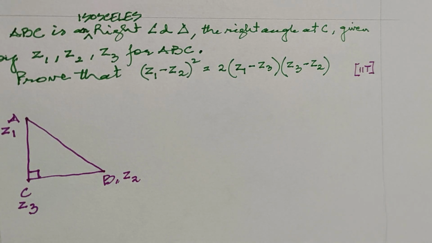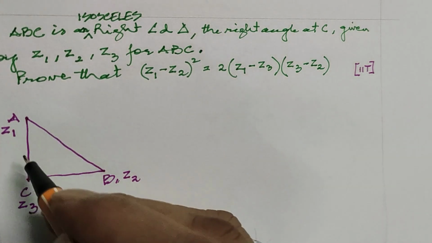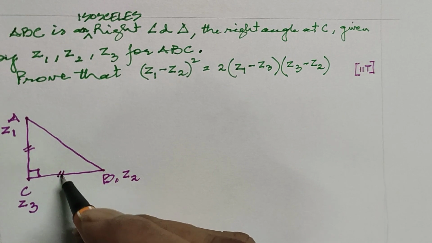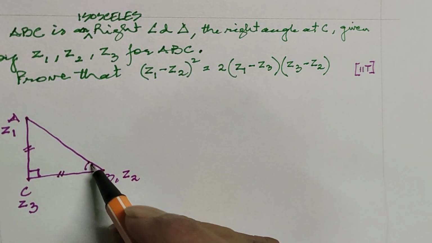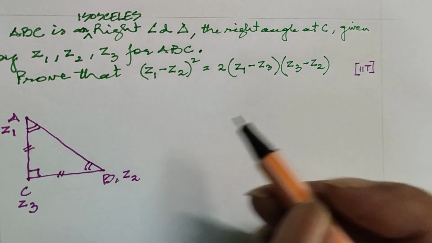Look at this IIT level question. It came in IIT some years back. ABC is an isosceles right angle triangle. So these two sides are equal, and the angles are obviously 45 and 45.